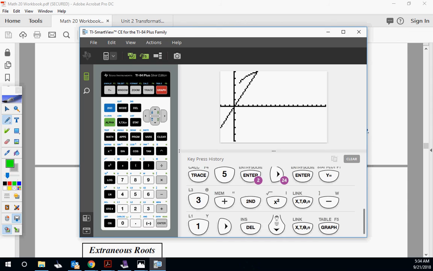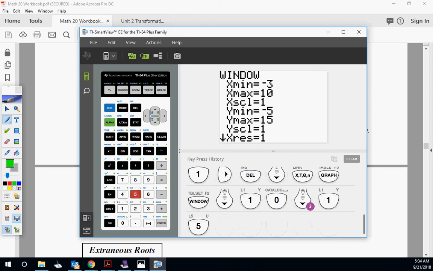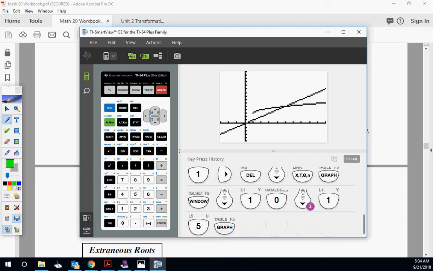So let's go to our window. My x min's fine. Let's just go to 10 here. And then I need more y's. My y min's fine, I don't need to go lower, I just need to go higher, so let's just change it to 15. And so now we can see the solution.